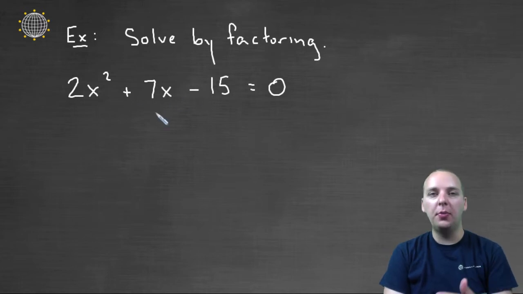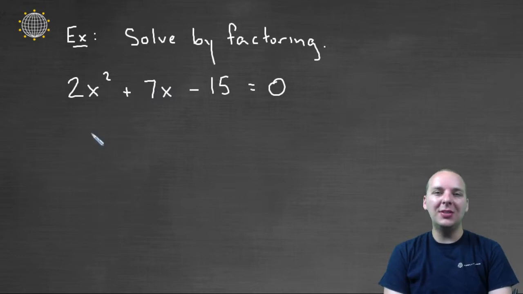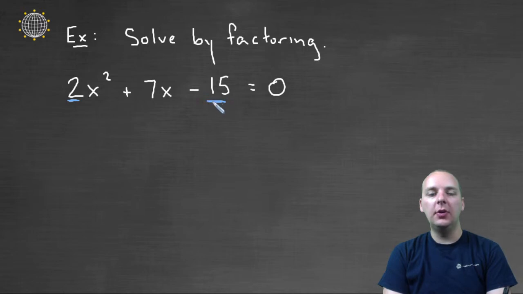Well, really there's a couple of different ways. You could either do trial and error, where you just set up your parentheses and try to figure out what would FOIL to give you this as an answer. Sometimes that can be a little difficult when the x squared has a number other than 1 in front of it, when it has a coefficient, like in this case of 2. So what I think I'll do in this video is factor by grouping, because that works well a lot of times when your leading coefficient is not 1.